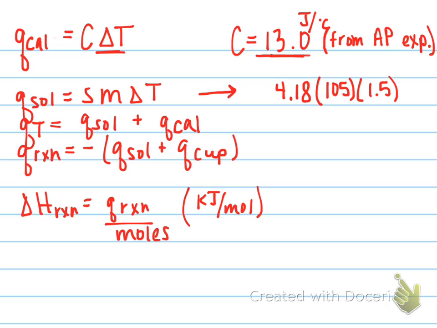So if your delta T, we got 0.6. That's pretty low, but it's okay. It'll just make your numbers a little bit smaller.